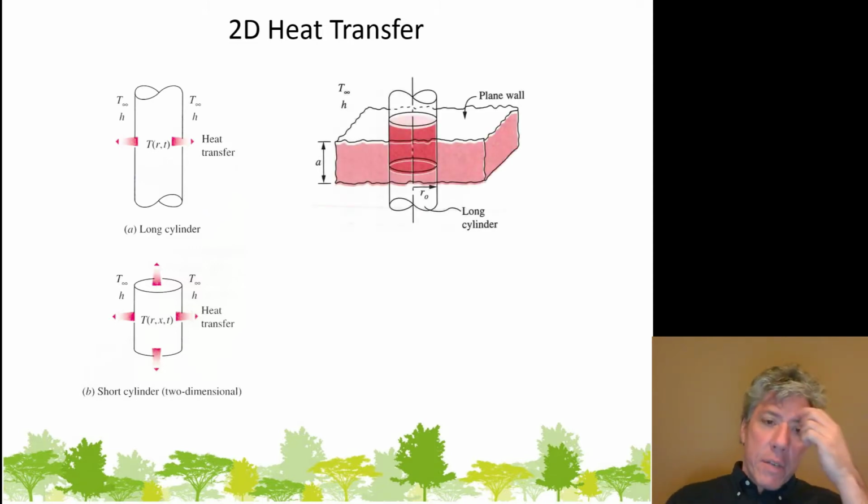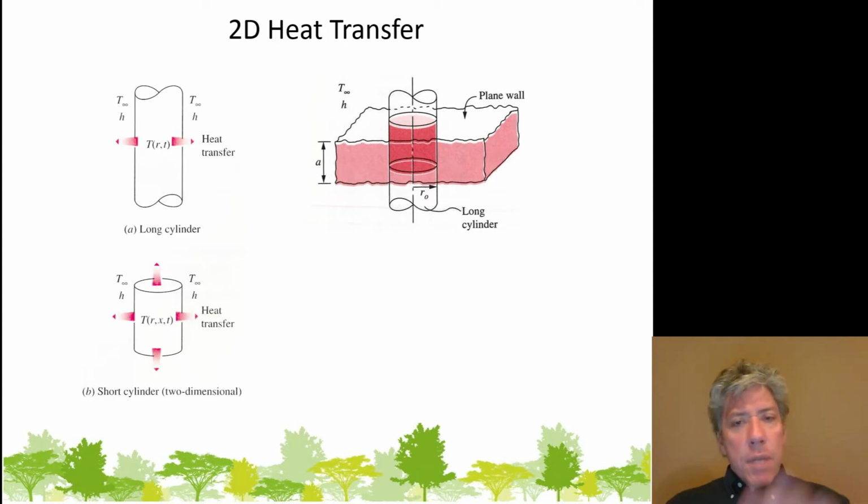Things simplify. You see, if you think about it, you can make this short cylinder shape from intersecting a plane wall with a long cylinder. Now be careful, some of the models can't be intersected this way and get anything that's valid. Okay, I'll show you a table in a second that tells you which are valid and which are not. But this is one that can. So if we intersect the plane wall and the long cylinder, then the plane wall can model the axial heat transfer while the long cylinder models the radial heat transfer.